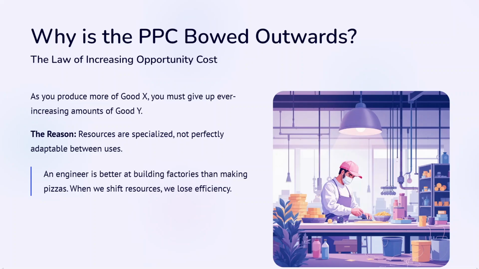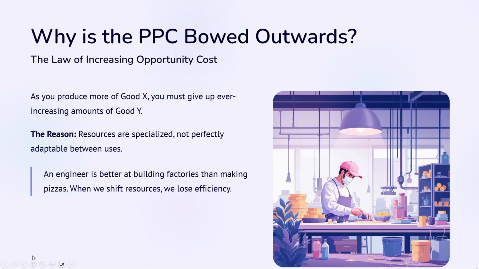Some resources are better at producing capital goods, like specialized engineers, while others are better for consumer goods, like farmland for pizzas. When we first move from A to B, we shift resources that are not very good at making capital goods anyway. So, we give up very few capital goods. But as we keep moving towards C, we have to start shifting highly specialized engineers away from building factories to start making pizzas. We give up a lot of capital goods for only a small gain in consumer goods. This is why the opportunity cost increases and the curve bows outwards.